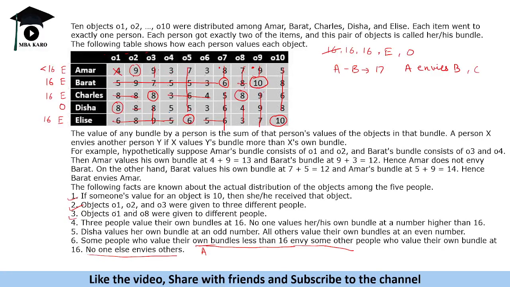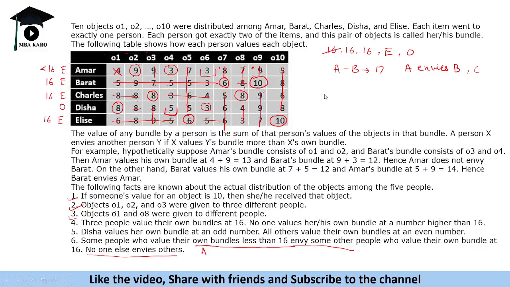But what if we give O4 to Amar? So we have two possibilities, right? Either we give 3 and 3 like this, and we need to check that they should not envy, that envy condition. Or the second possibility could be 5 and 3. So we need to check for that condition as well, that who will get which object.